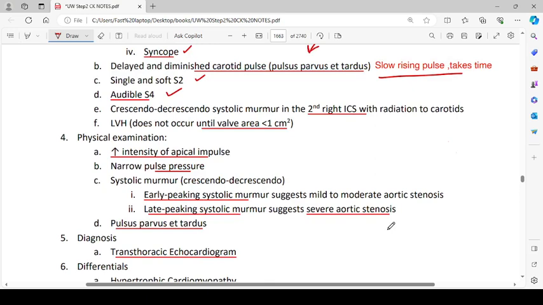It comes immediately before S1, during the diastolic period. So there will be an audible S4. Crescendo-decrescendo systolic murmur in the right intercostal space with radiation to the carotids. The radiation is very important.